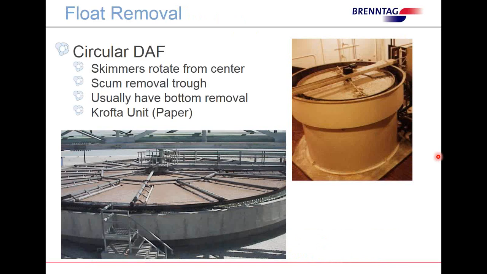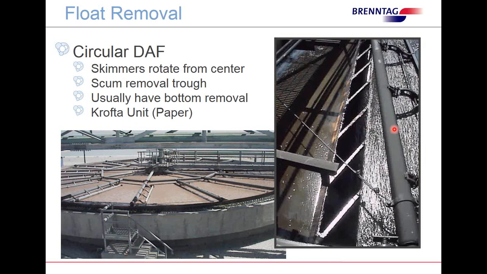Now let's talk a little bit about float removal. This is a circular DAF unit. In this case, the skimmers rotate from the center. Scum is removed from a trough, and here's a picture of the trough of this system. As these circulate around this way, the sludge, in this case oil, is pulled into the trough where it is removed from the DAF. These usually have bottom removal systems, and you'll periodically hear somebody talk about a Crofter unit.